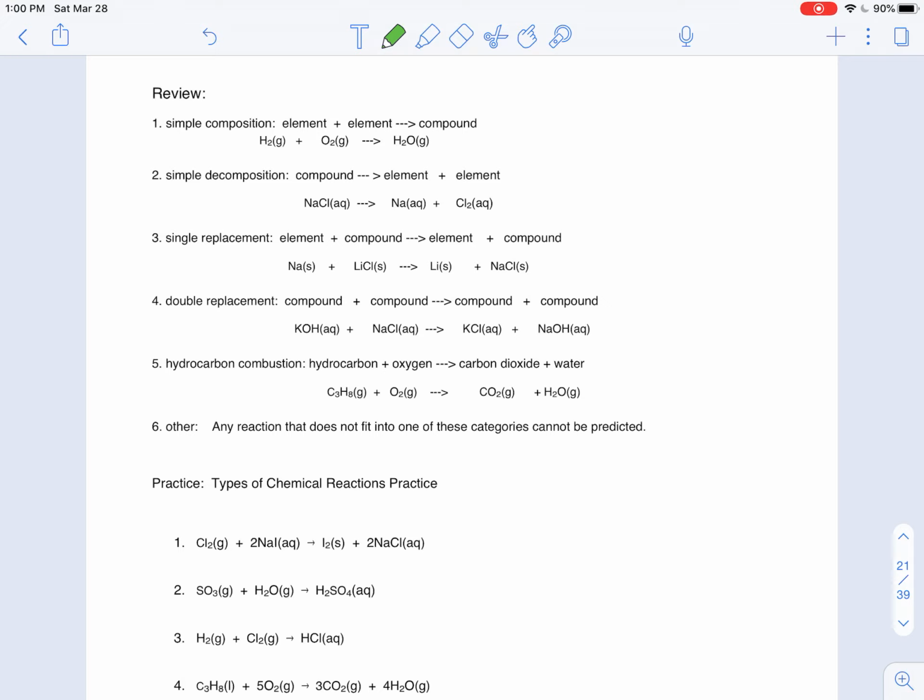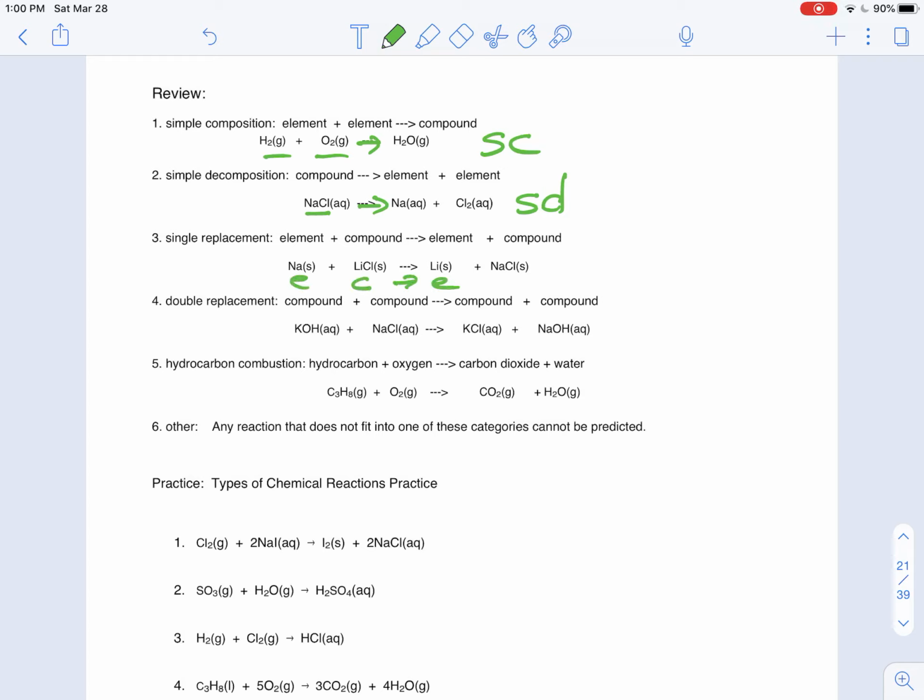So in reviewing what you see on page 20 at the top, is that 2 elements that make a compound would always be simple composition, and we can just write SC for that. If it's a compound that breaks down into 2 elements, that's simple decomposition. We can write SD. For single replacement, that's an element and a compound making a different element and a compound for products, and that would be single replacement.